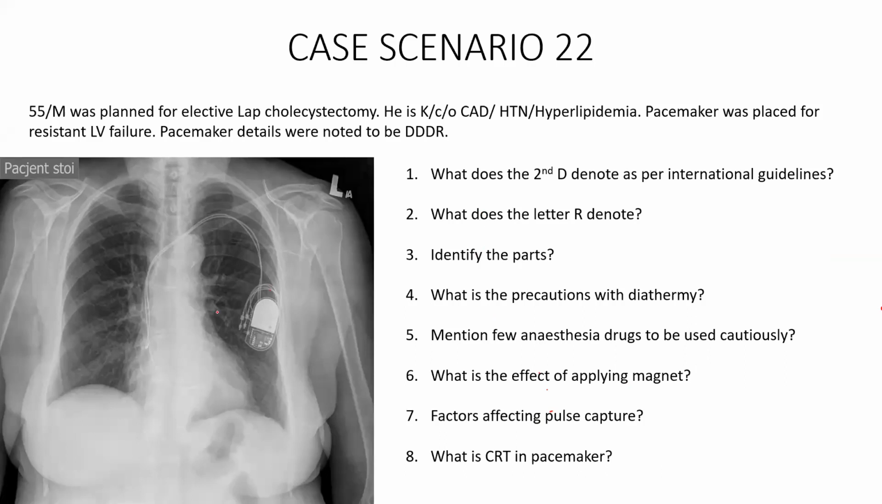Pulse capture means the pulse generator will generate an electric potential. That electrical potential will stimulate the myocardial muscles, and then the action potential spreads across the ventricles or the muscles. Once the action potential is generated across the muscle, it goes for contraction. So the ability of the electrode to stimulate the ventricular muscles or the myocardial muscles is called pulse capture.